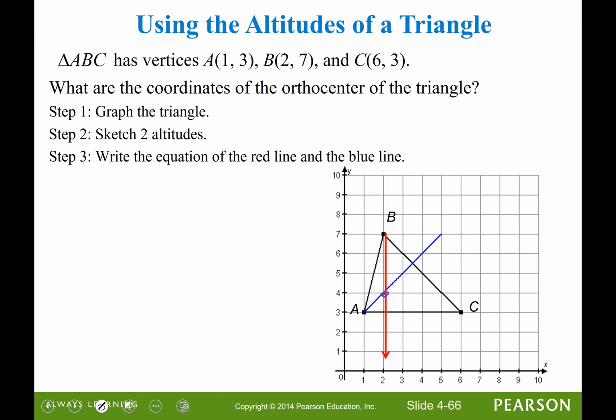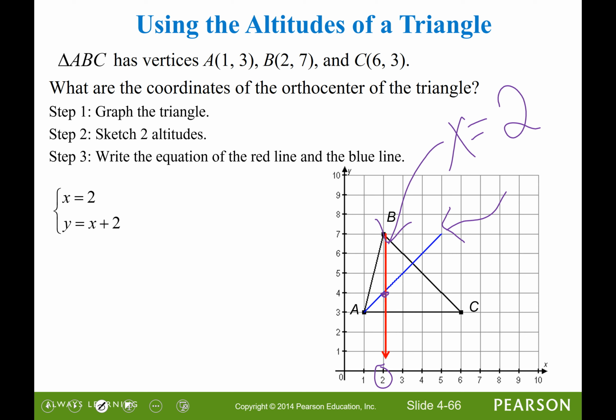But what if we're not completely sure if that is at the whole numbers (2, 4)? What if it's a little past 2? Well, we can write the equation of the red line and the blue line, and then we'll use our algebra skills to see where those two lines intersect. Okay, so the equation of the red line is the easy one. Any vertical line has an equation that starts out x equals, and then whatever number it passes through, so x equals 2.